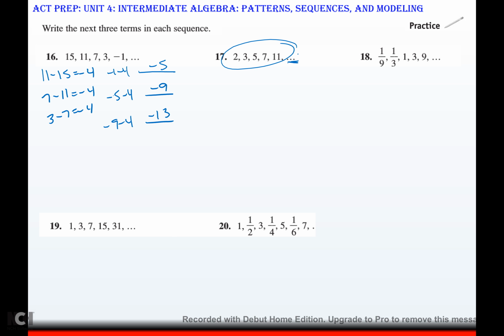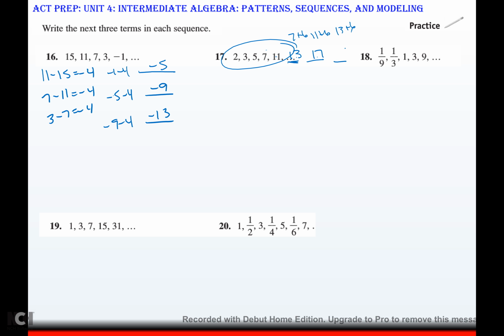This is the same one on the other page. To get the next one, you don't add 6 to the one in front, but the one in front of that. So 7 plus 6 would be 13. To get the next one, you add 6 to the one in front. 11 plus 6 is 17. And then the one in front, 11, I did that one.